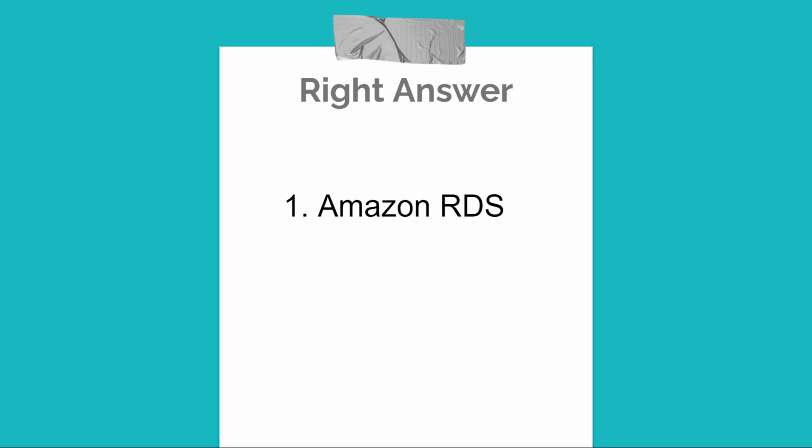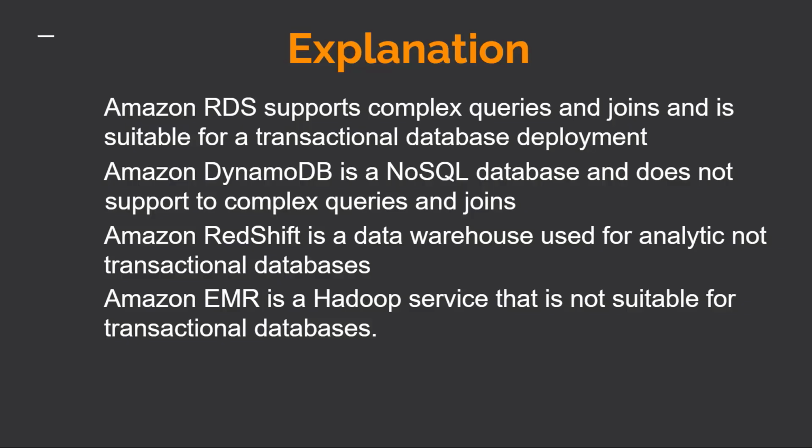Amazon RDS. Explanation: Amazon RDS supports complex queries and joins and is suitable for a transactional database deployment. Amazon DynamoDB is a NoSQL database and does not support complex queries and joins. Amazon Redshift is a data warehouse used for analytic, not transactional, databases. Amazon EMR is a Hadoop service that is not suitable for transactional databases.